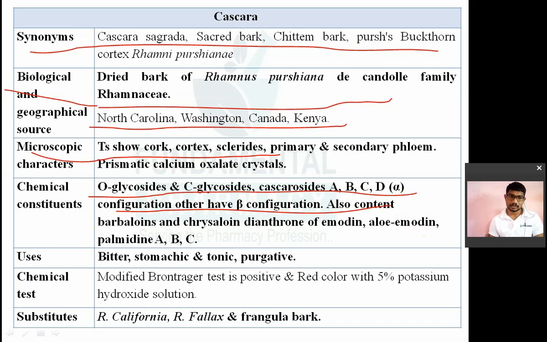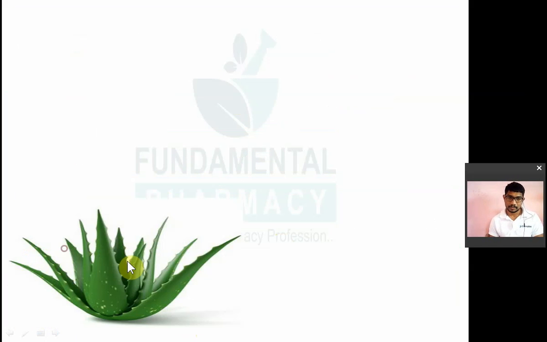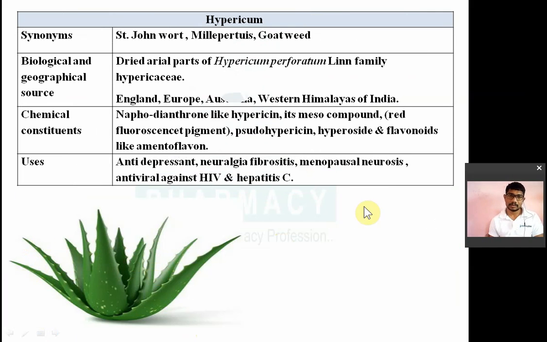It also consists of some amount of barbaloin, chrysaloin, dianthrone, emodin, aloe-emodin, and palmidin A, B and C. So it is used as a bitter, stomachic, tonic and purgative. Chemical test is nothing but Borntrager's as well as modified Borntrager's. Substitutes are Rhamnus californica, Rhamnus fallax, and Frangula bark. Not much important.